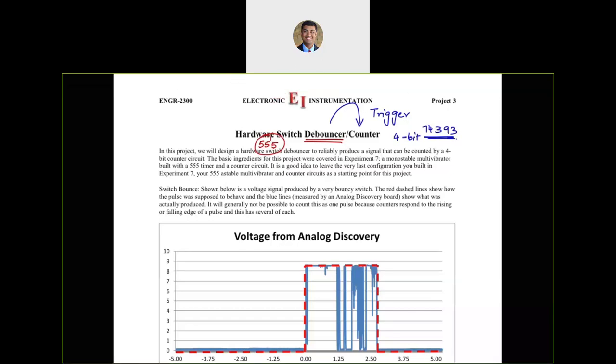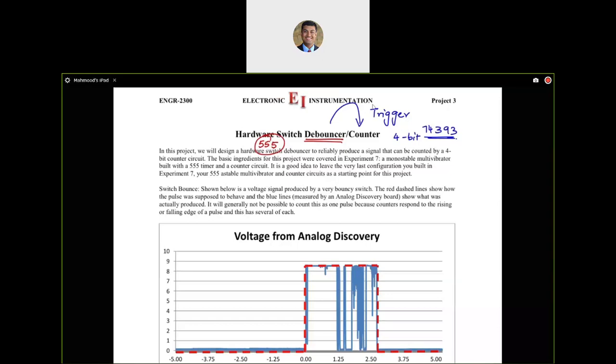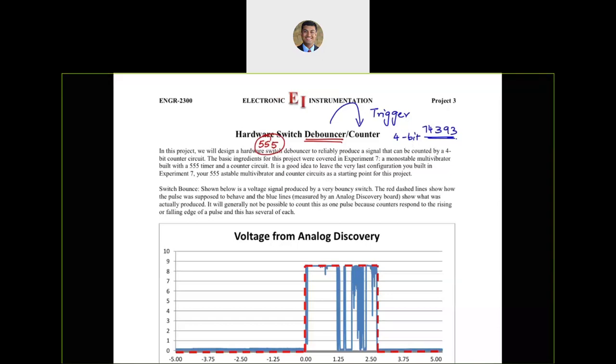So we are going to go through project 3. The title is Hardware Switch Debouncer, and the real test of this debouncer, whether it works or not, is going to be to trigger a 4-bit counter. So that's the true test of that debouncer circuit that we are going to build. There's going to be some design involved in this, but we'll start with background.